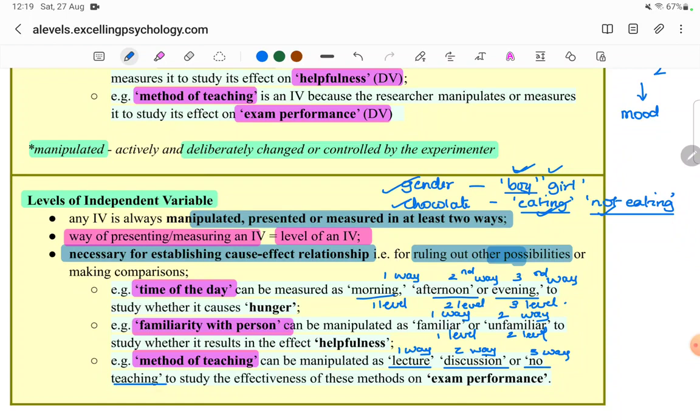Okay, I hope you're clear with what levels of an independent variable are now. To summarize, levels of independent variable are simply the different ways in which a researcher measures an independent variable, or by which he manipulates an independent variable. With this, I end this particular class. I've tried to keep it quick but yet thorough.